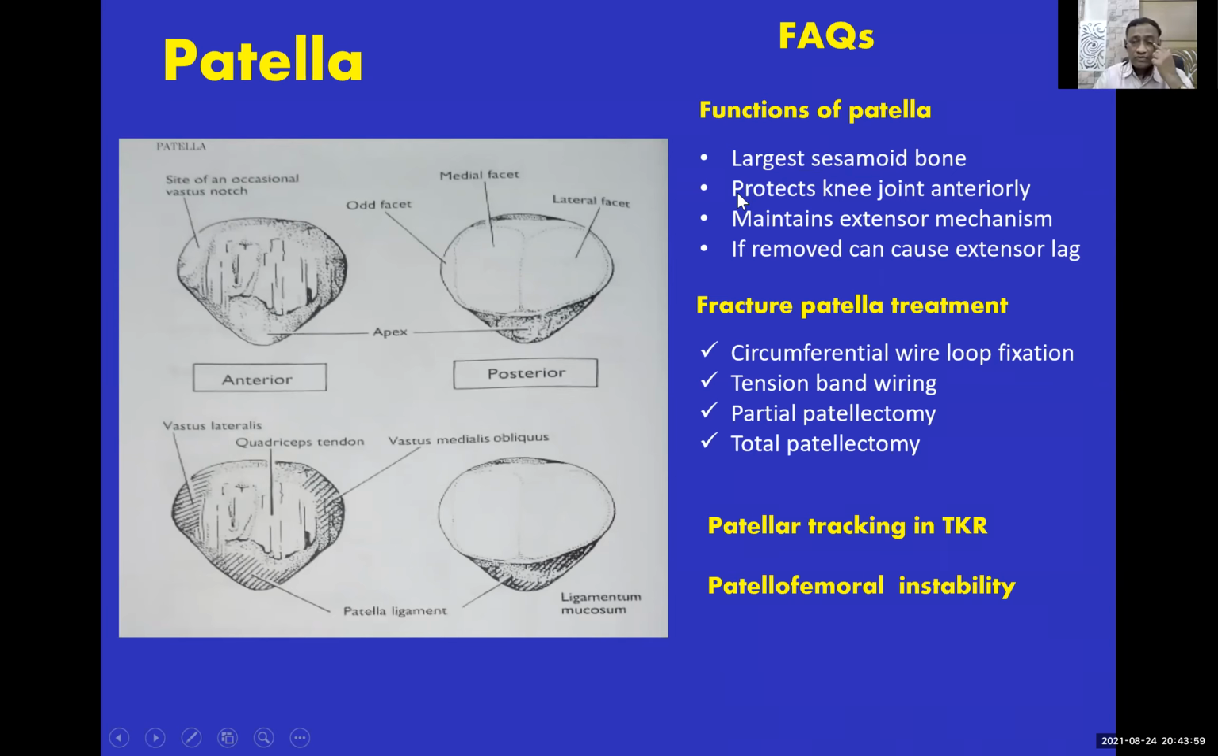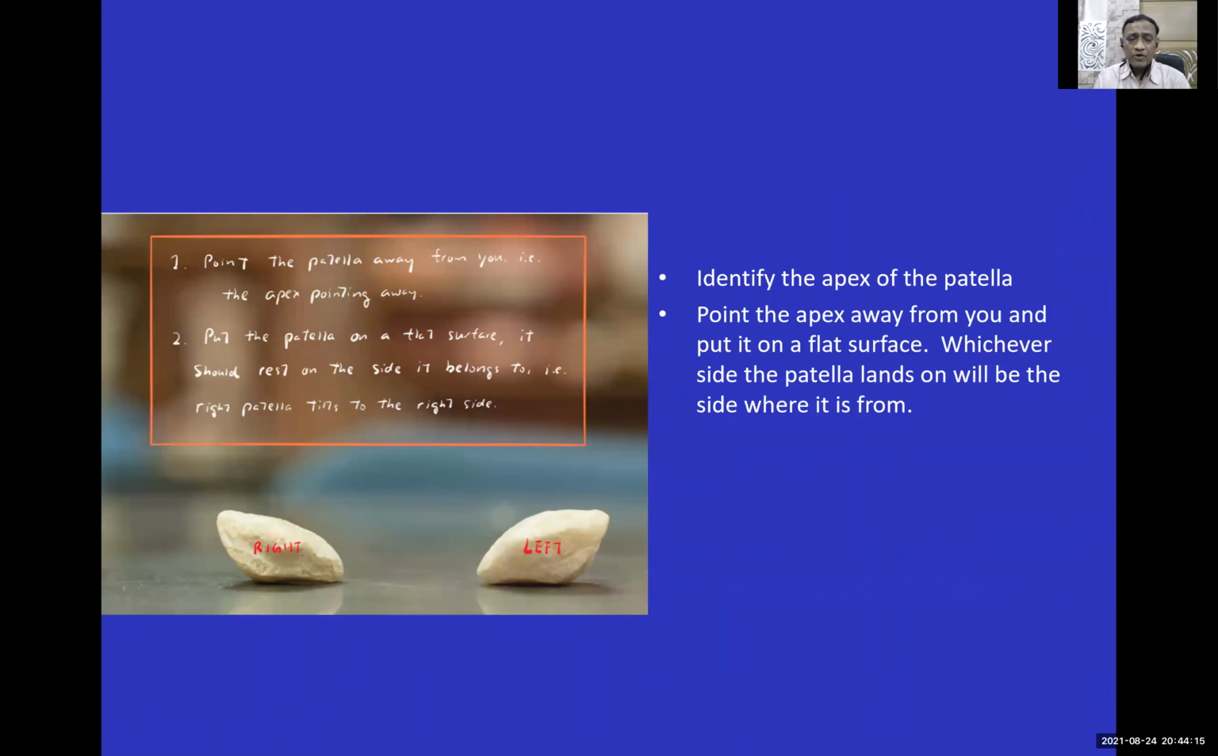Then they may ask you what are the functions of patella, what is the treatment of fracture patella. Sometimes they may ask you patella tracking in total knee replacement, or recently, a lot of interest has developed in patellofemoral instability. Sometimes they may ask how to identify the patella. So you can see the apex, upper border, and posterior surface, the large lateral facet. And the easiest way is that you identify the apex of the patella, point the apex away from you, and put it on the flat surface. So whichever side the patella lands will be the side where it is found.